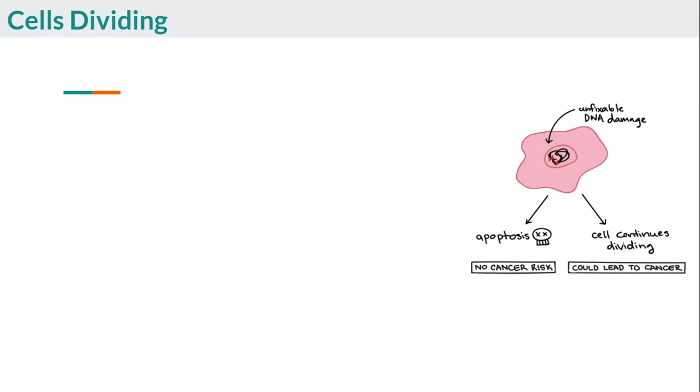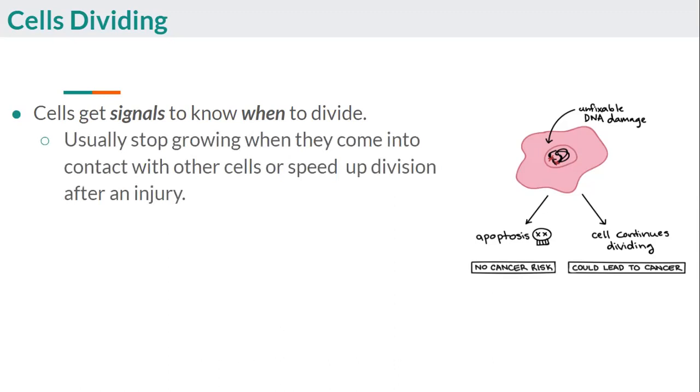And so we want our cells to have a certain size limit. Once they get to a certain size, they need to stop growing and then they need to divide. So cells will get signals to know when to divide. Now, usually cells will stop growing when they get in contact with other cells around them, or they'll speed up the division process, maybe when there's an injury, maybe when there's damaged cells. So either way, cells are going to know when to divide or when to slow down.